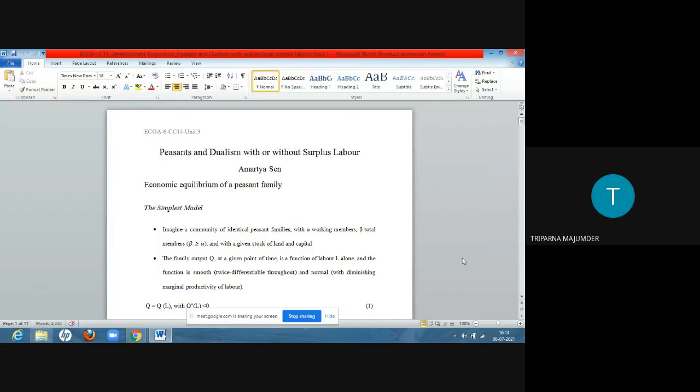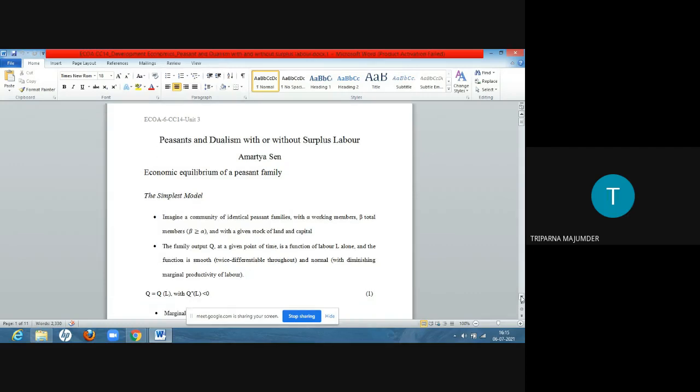So here, these terms are actually familiar to you by now, that is dualism, surplus labor, etc. So we want to find the equilibrium of a peasant family in a dual economy where surplus labor may be present. So we begin with the equilibrium of a peasant family. We begin with the simplest model.